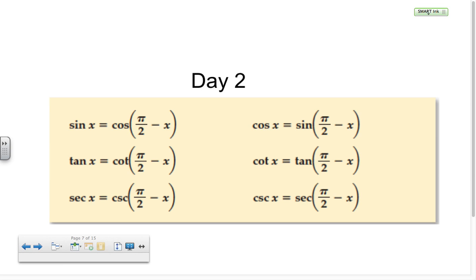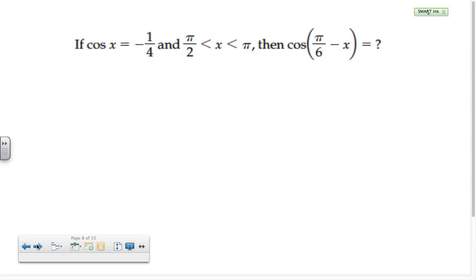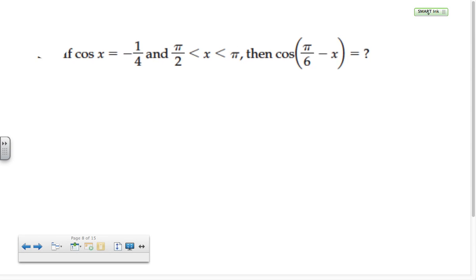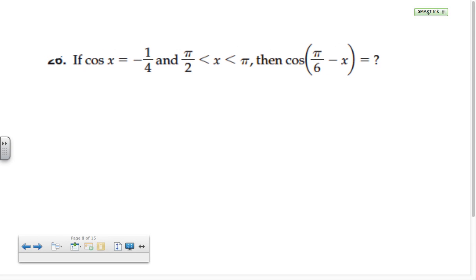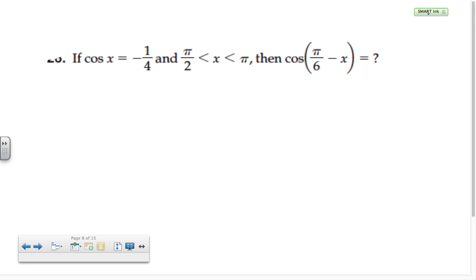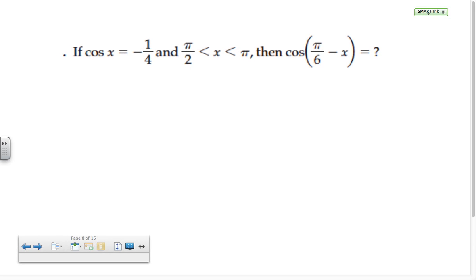Okay, so here we go. Now this is an interesting idea. I know this looks a lot like the one we had yesterday, but we're not actually going to use the rules we just learned. We're going to use the rules we learned yesterday.